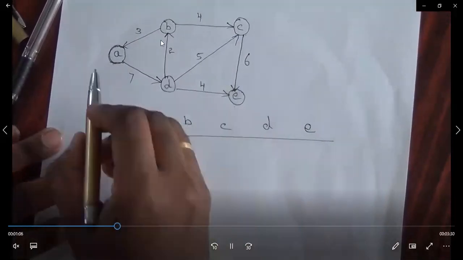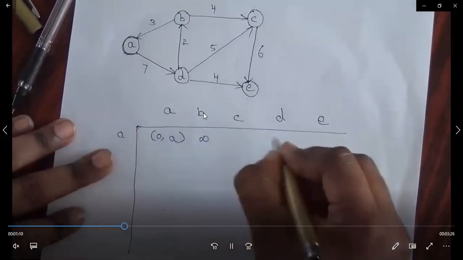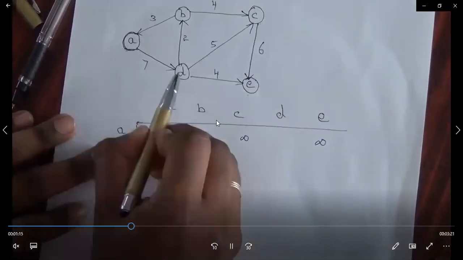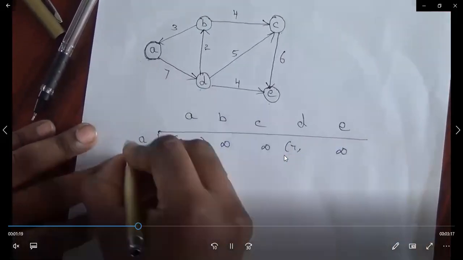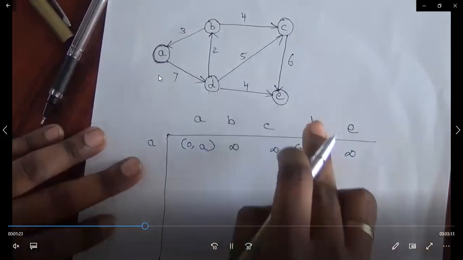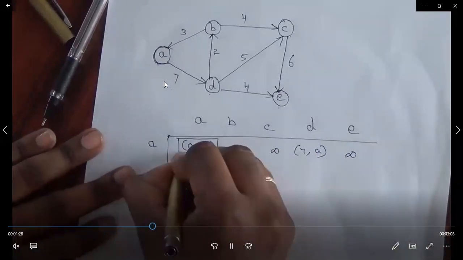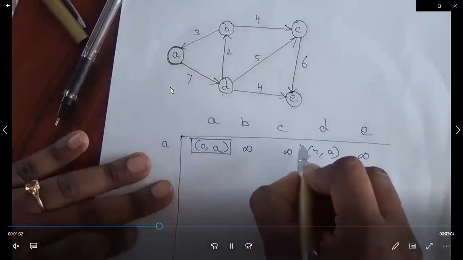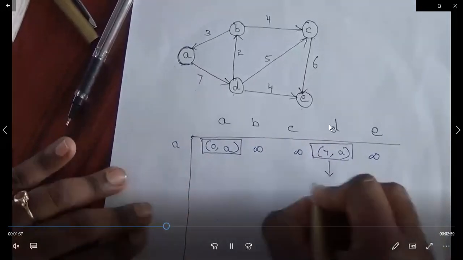So similarly for C and E also. For A to B it is infinity, E also infinity, A to D the value is given as 7. So we will take that value 7 for A. Now we are considering A as the source vertex, and you will be going with the next adjacent vertex as D.